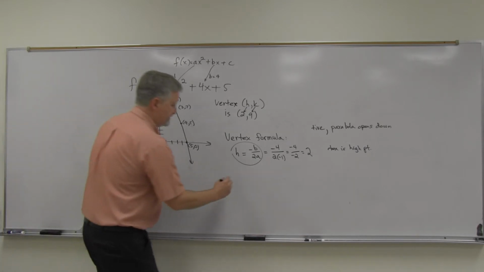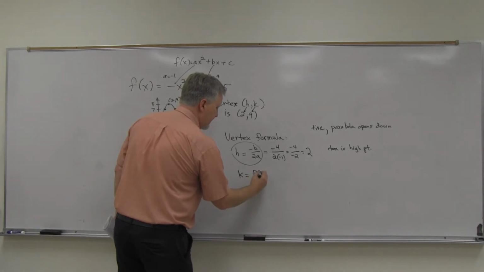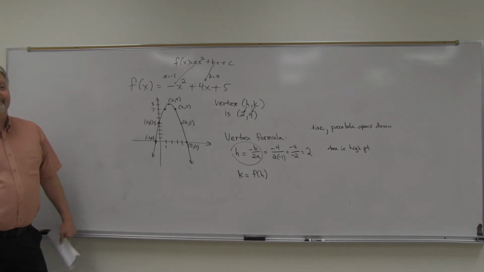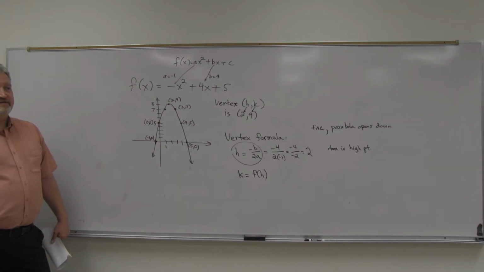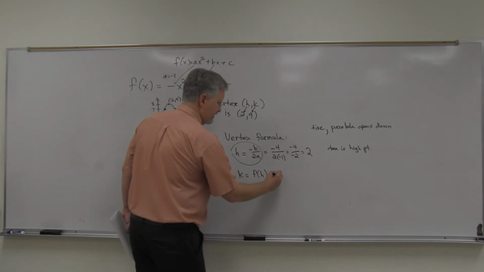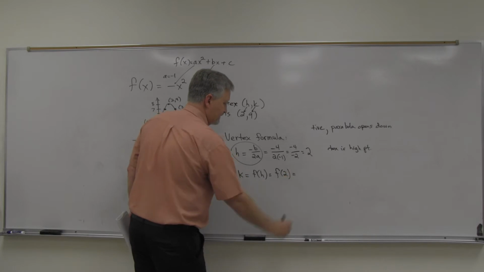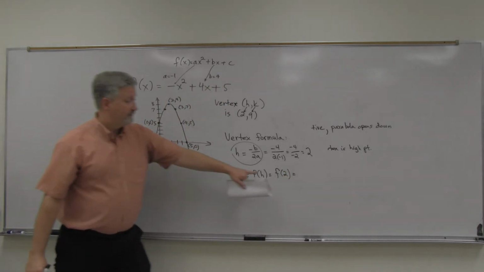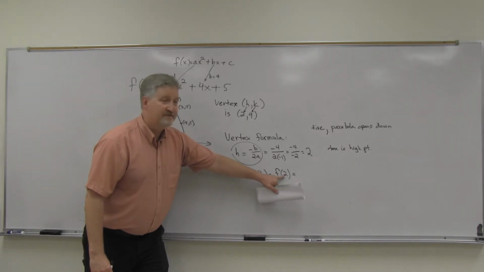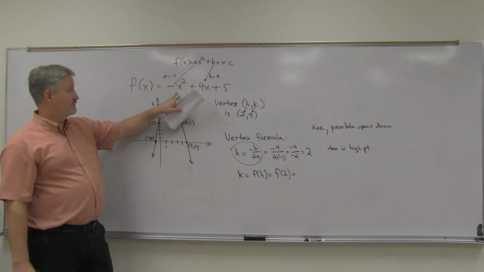Now the k, where does the k come in? Well, k we can just say is f of h. Use our function notation. K is f of h. What does that mean? Well, in this case, it means f of 2, which means plug in the 2, correct?